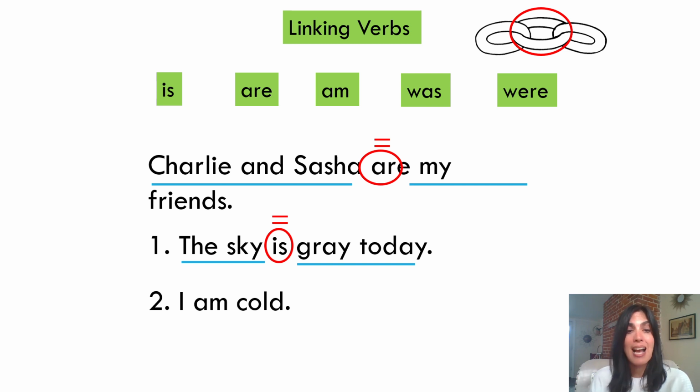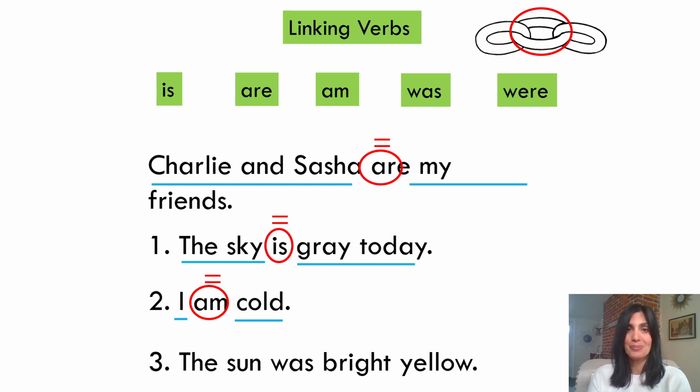It reads, I am cold. Who or what is this sentence about? I. And which word tells me more? Cold. Yes. And this word in the middle, am, that's that linking verb. Remember, we can think of it as an equal sign. I am cold. They equal each other. Let's take a look at another example.